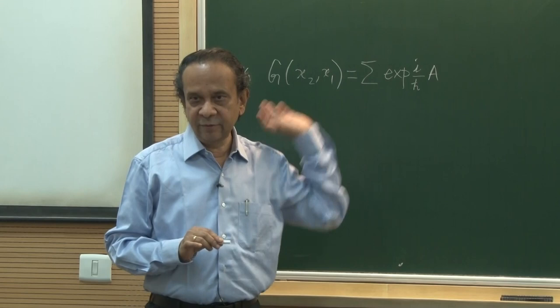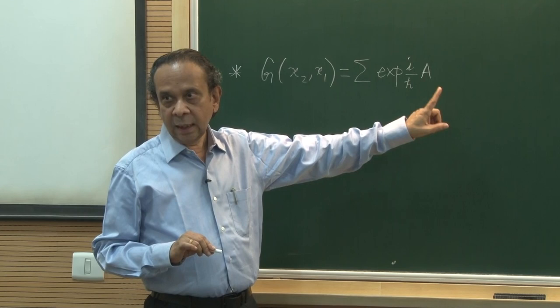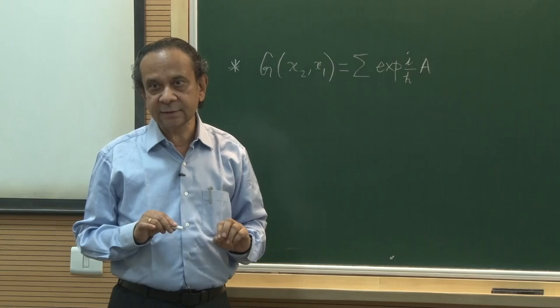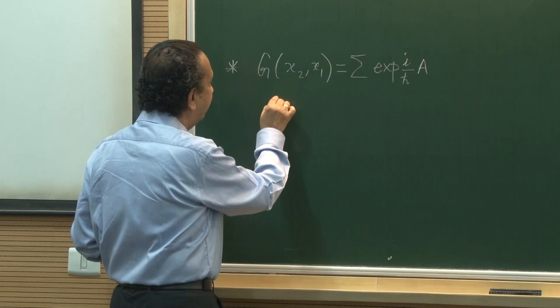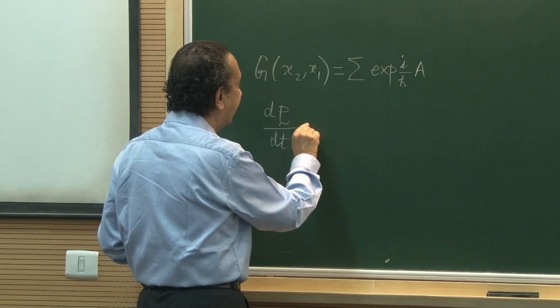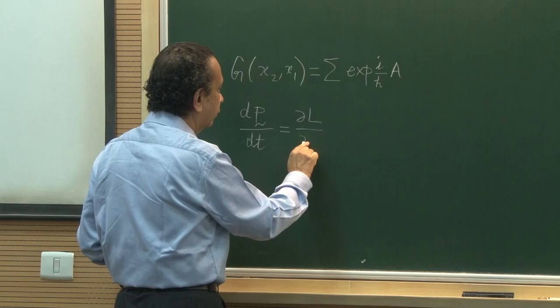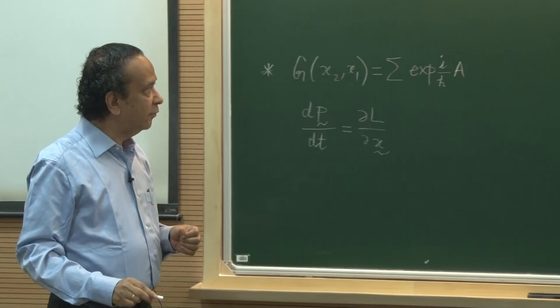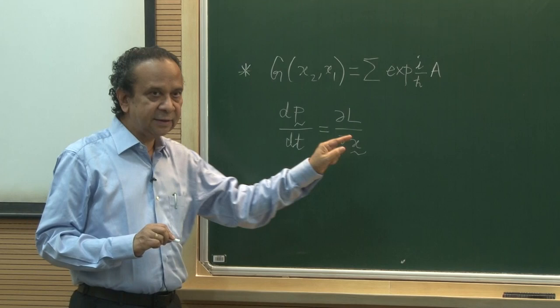Then we also looked at the properties of this action, and we found that if you look at delta A equals 0 with endpoints being fixed, then it gives you an equation which we wrote as dp by dt, where p is dL by dx dot, dp by dt is equal to dL by dx, where L is the Lagrangian.